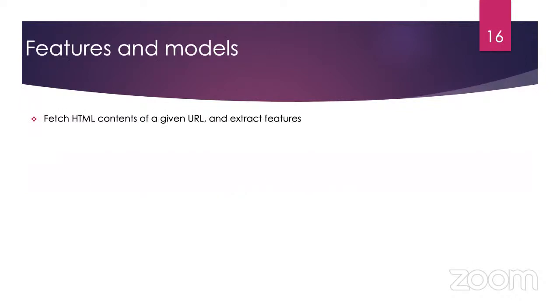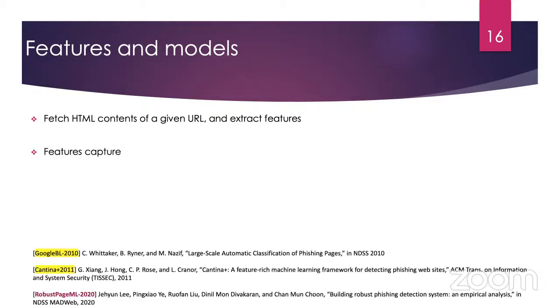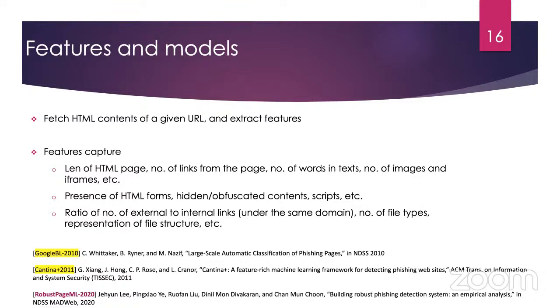In a content-based or HTML-based model, you fetch the HTML contents of a URL and then extract the features. So you have features from the URL, but you also extract features from the contents. What are the different features? Well, you can look at the length of the HTML page, the number of links from the page, the number of words in the text, the number of images, and so on. It's very important to look for HTML forms, because that's where you enter the credentials, and to look for obfuscated scripts, and so on. The ratio of external to internal links is also an important feature, and the number of file types and the representation of the file structure have been used.